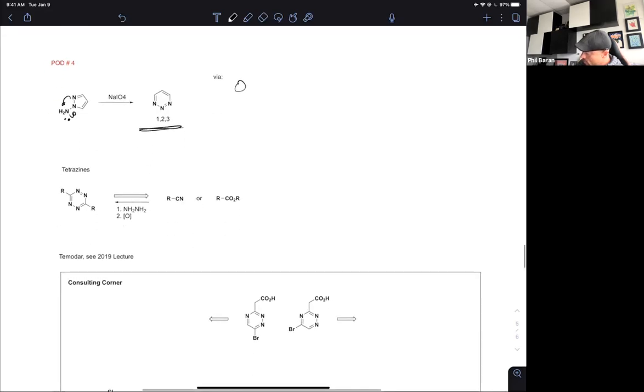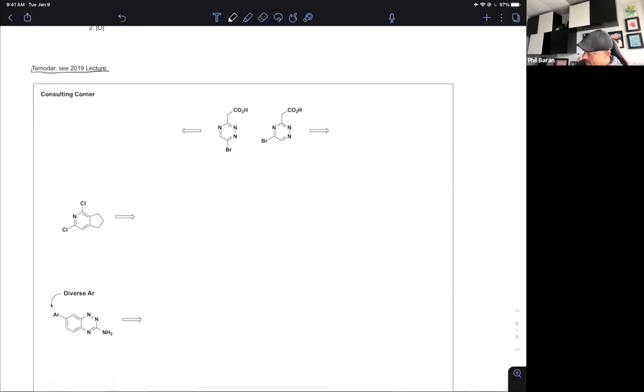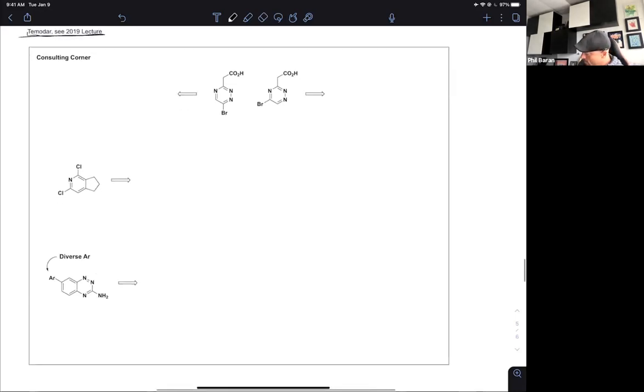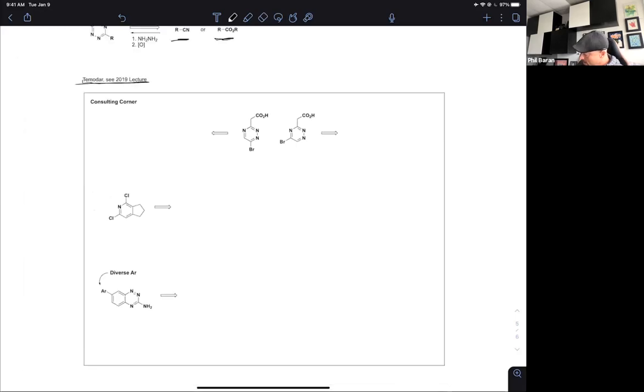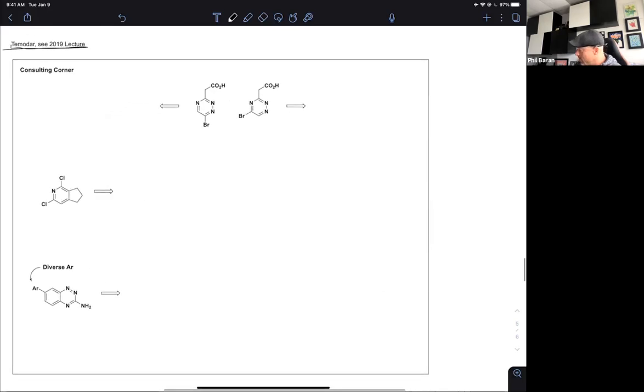And then tetrazine, which of course, as I mentioned before, are more popular than they used to be. And those are often made through condensations of nitriles and hydrazines via the intermediacy of the dihydrotetrazine. There's an interesting example of this in the medicinal literature, that is Temodar, and we cover that in the 2019 lecture, but for lack of time, we're simply going to go forward to this consulting corner, which luckily we now have a great amount of time for. Been very good with the time management today.